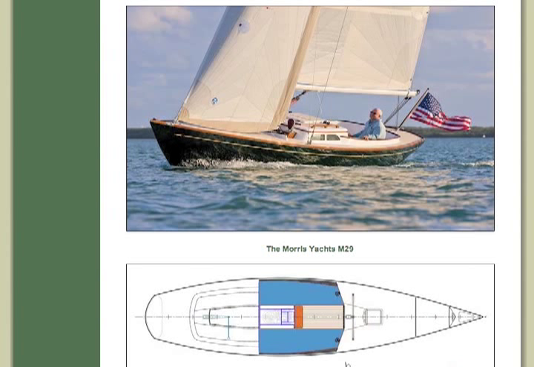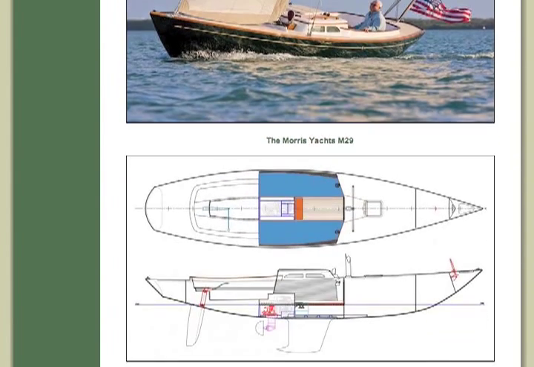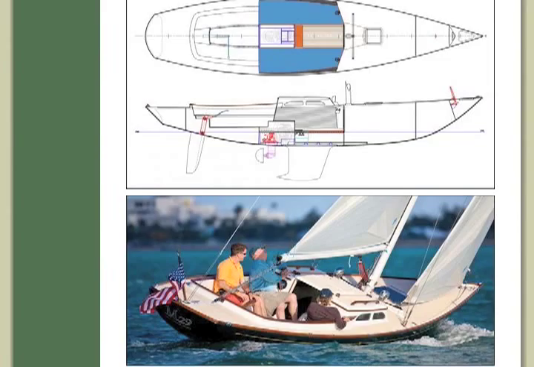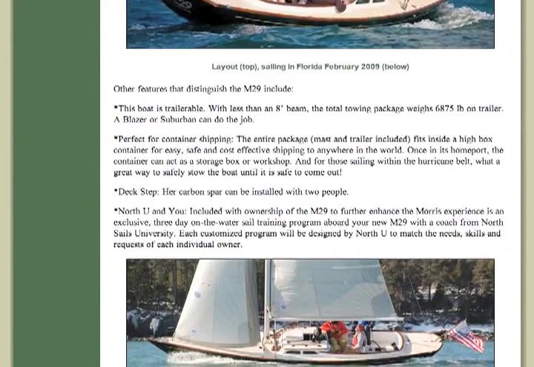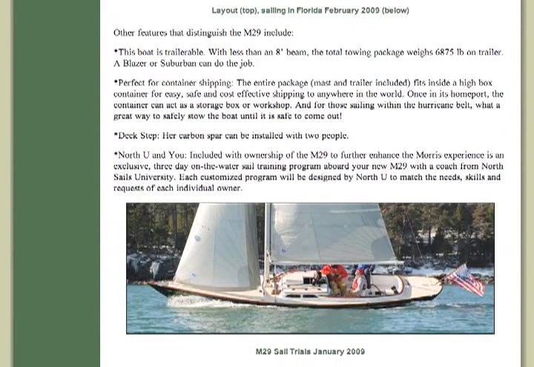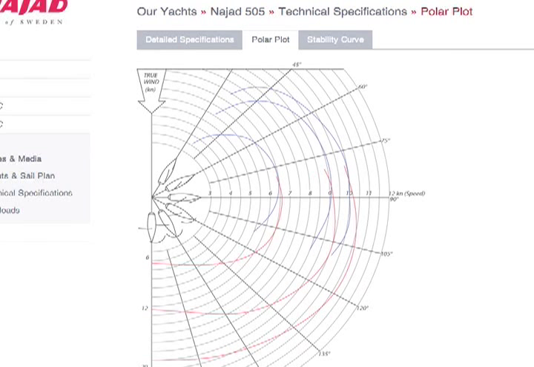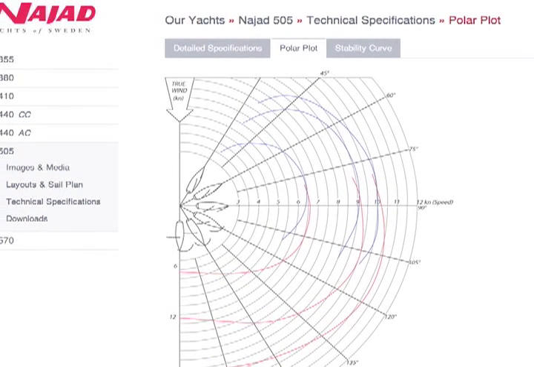A polar plot is a circular graph that shows your boat speed on all different points of sail, or all different wind directions. They can be obtained from velocity prediction computer simulations, but that's kind of expensive. They also can be obtained from some manufacturers, but sometimes they're difficult to get from manufacturers as well, but you can see a few examples here.